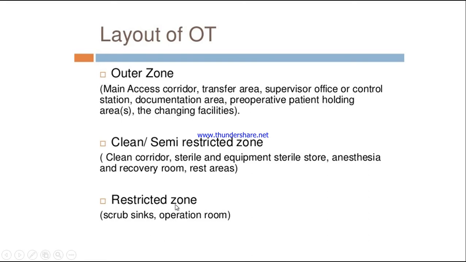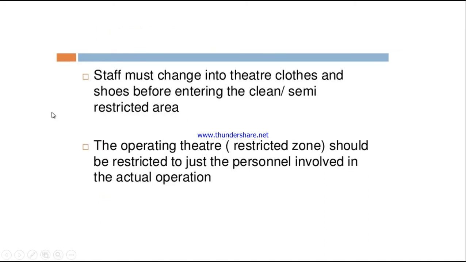Next is the restricted zone. This is very restricted because sterility has to be maintained. It consists of the scrub sinks, where you scrub yourself. Your hands should be scrubbed properly. And it consists of the OT or operating room, the room where the surgery is performed. Then the protocol starts from here.